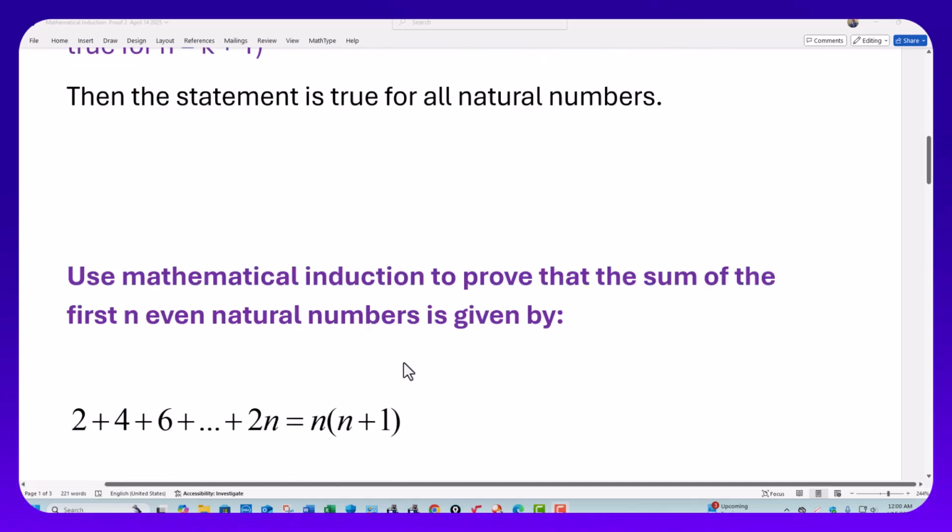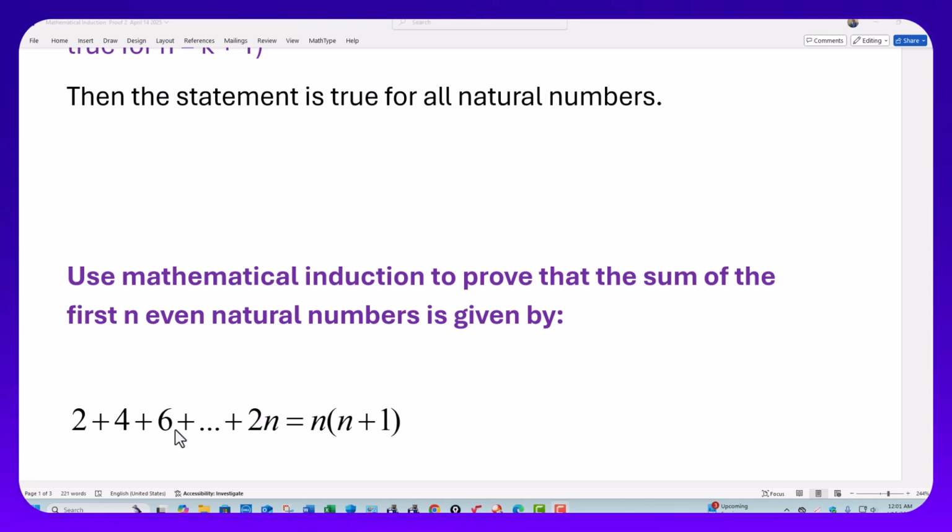So here's one problem then. It says use mathematical induction to prove that the sum of the first n even numbers, of course we're talking about natural numbers, even natural numbers, is given by this formula. The first thing you want to do is show that the statement is true for n equal 1. So put a 1 where the n is. You get 2 times 1 is 2. Now on the right side, it's the same thing, 1 and a 1. So 1 and a 1 is 2. 2 times 1 is 2.